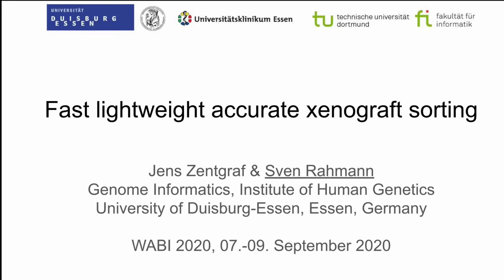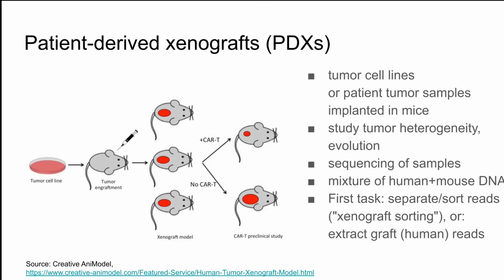The official title is Fast, Lightweight, Accurate Xenograft Sorting. To explain a little bit the background, we are talking about patient-derived xenografts. The idea is that we take a human tumor or a tumor cell line and engraft it into mice. So we have mice with human tumors. And then we can test several substances for therapy, or we can study tumor evolution under different conditions.